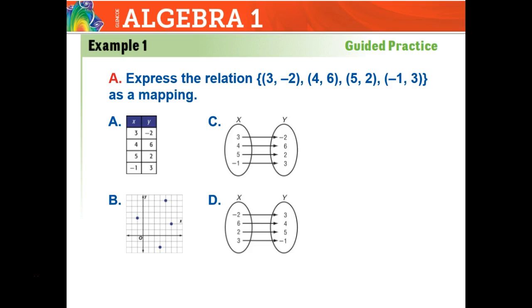So let's do some multiple choice. Which one of those, A, B, C, or D, represents those points as a mapping? Hold up one finger for A, 2 for B, 3 for C, and 4 for D.